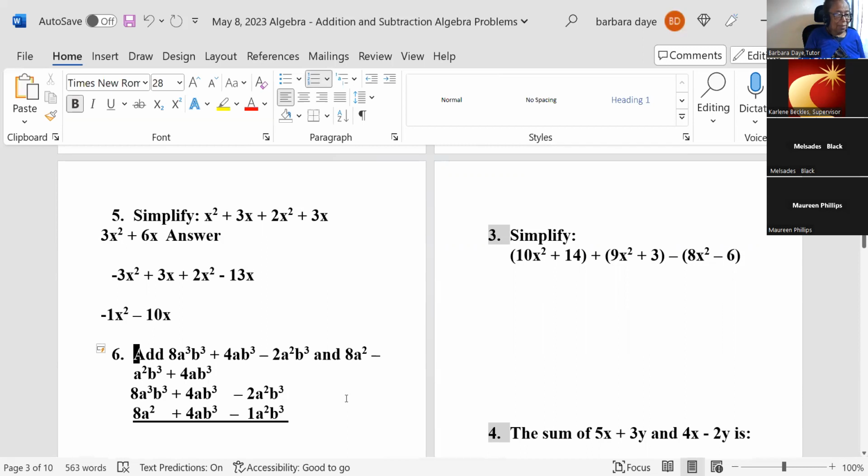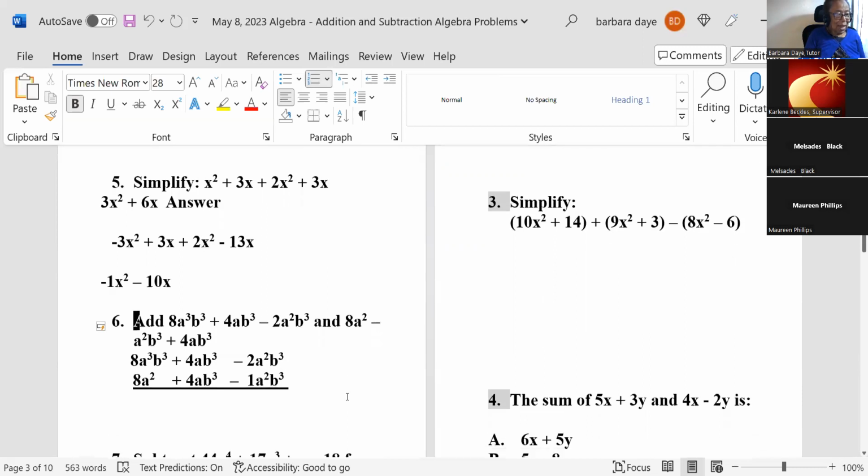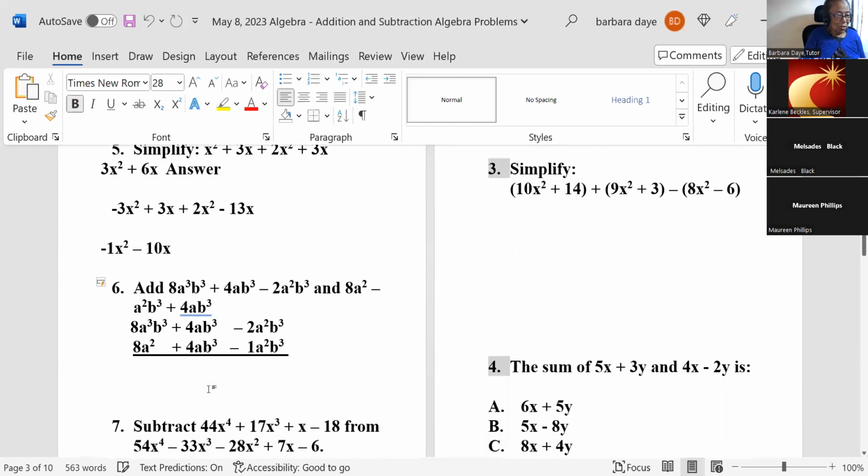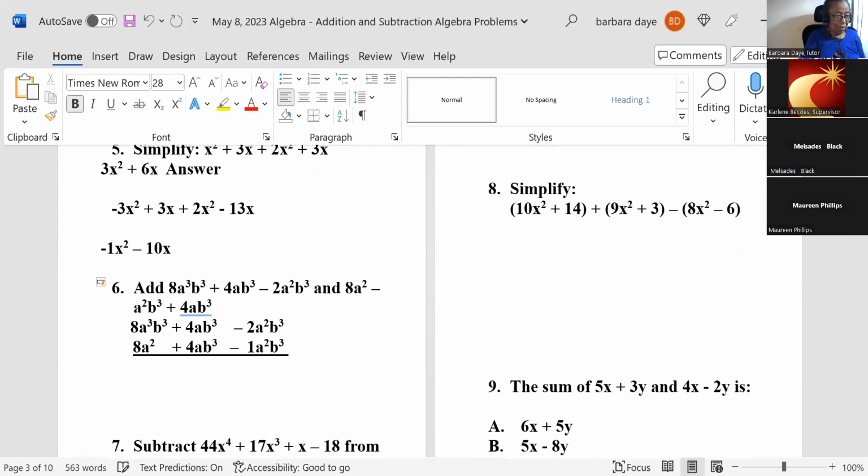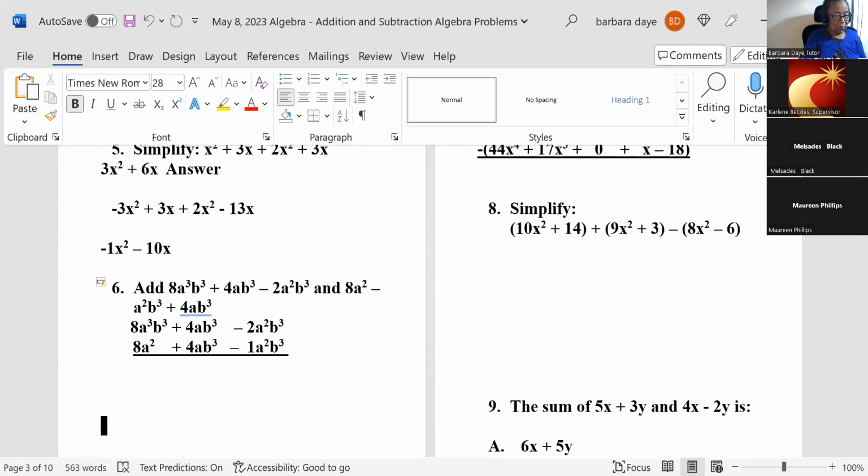This is an add. And remember, like terms. So look at these carefully, because some of them only appear once. And you're adding. Tell me your answer. I'll give you a couple of minutes, and then you tell me your answer.